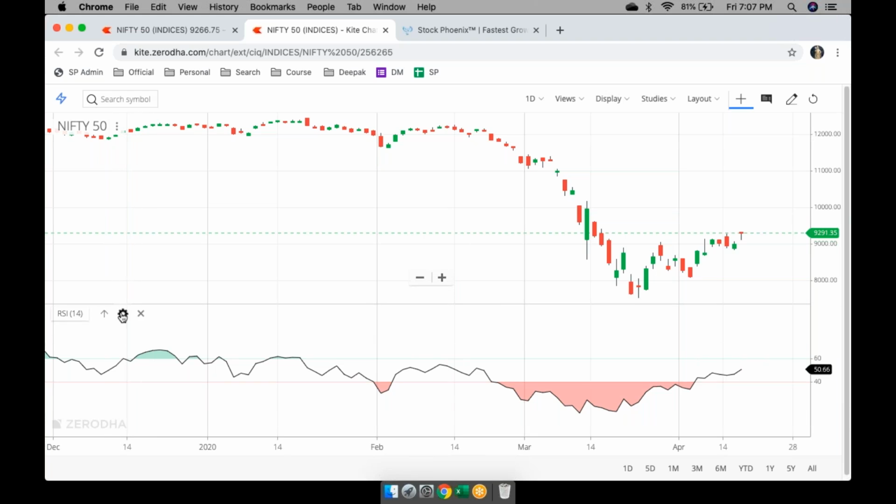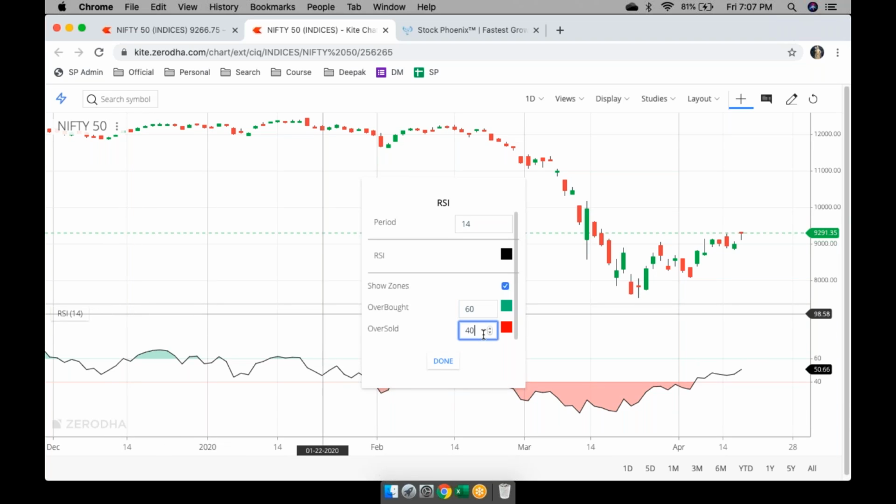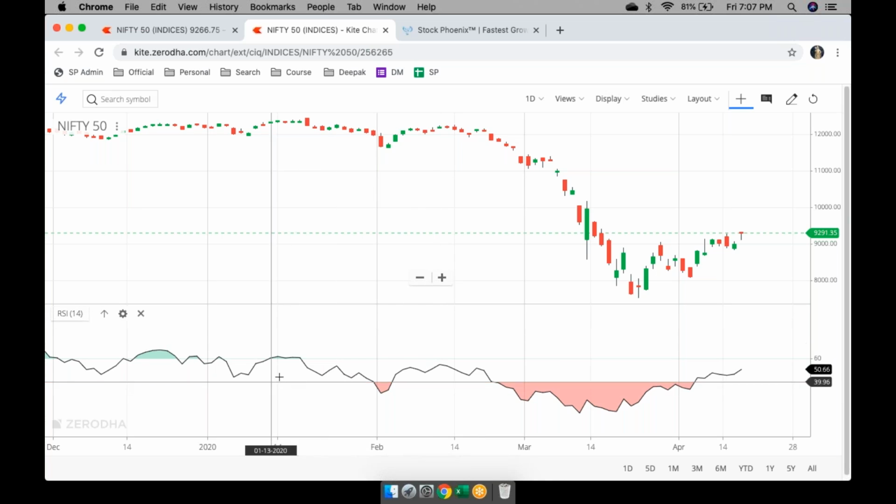The RSI metrics are 60 and 40. I'll update that in the Excel also. Whoever failed to see this, you can see it later. The indicator name is RSI. It's very, very important.